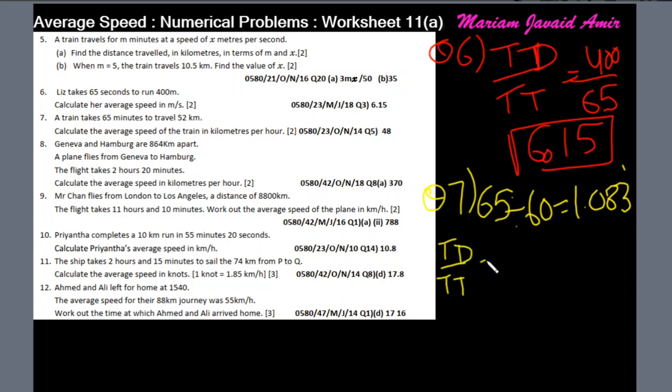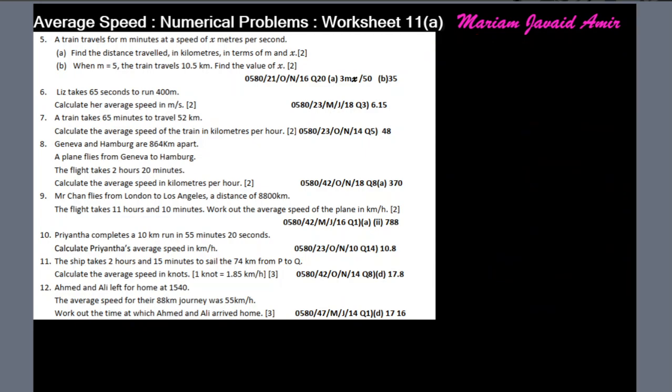So next up we have to calculate the average speed, which is total distance over total time. So the total given distance is 52 kilometers and the total time is 1.083 with a dot on it. So in your calculators you will do 52 divided by answer and we'll get 48 kilometers per hour.